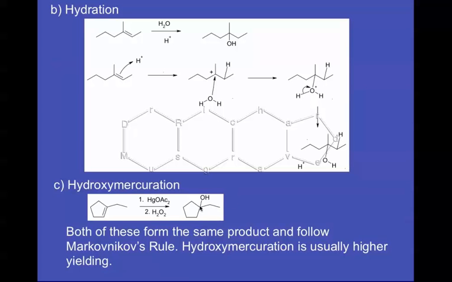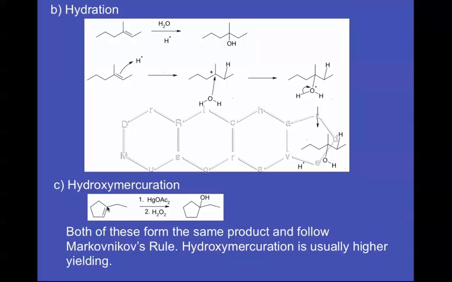Another way of doing this is to use mercury acetate and hydrogen peroxide. I didn't really want to go through the mechanism for this one, but let's suffice to say it does follow Markovnikov's rule, and what happens is the OH ends up on the most substituted carbon of the double bond.